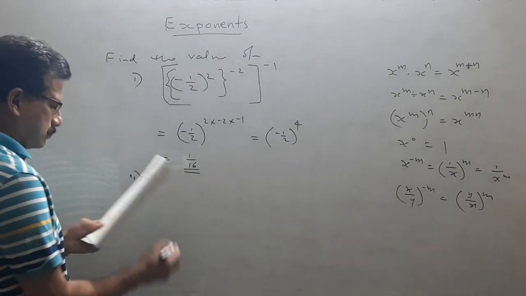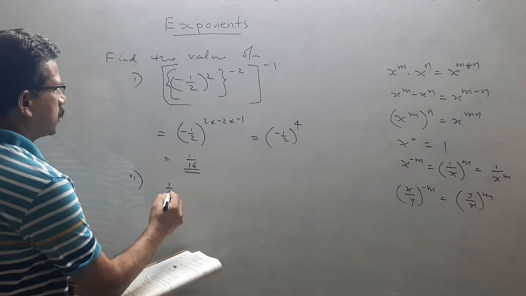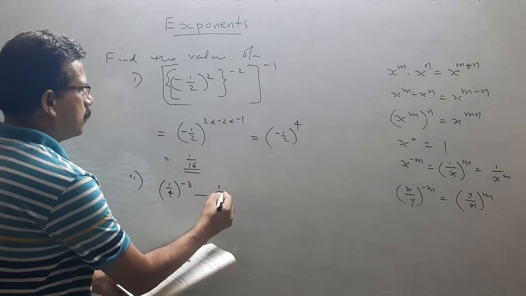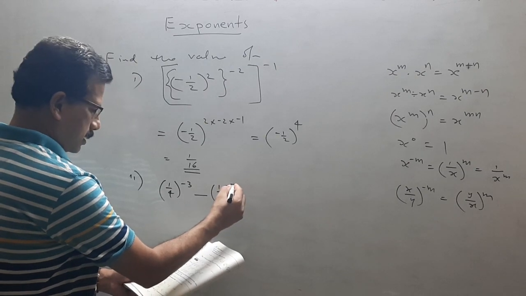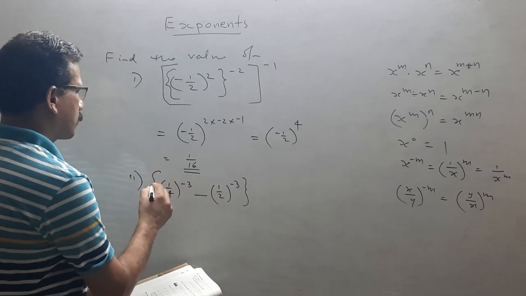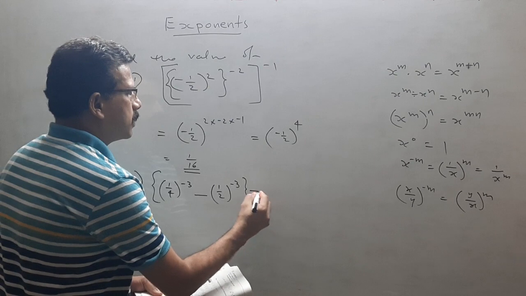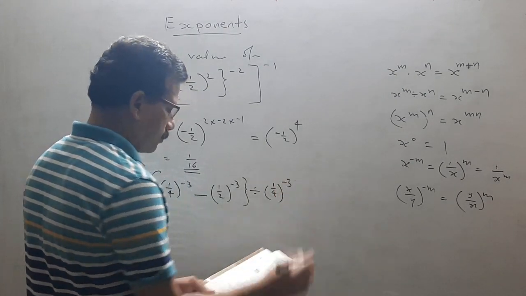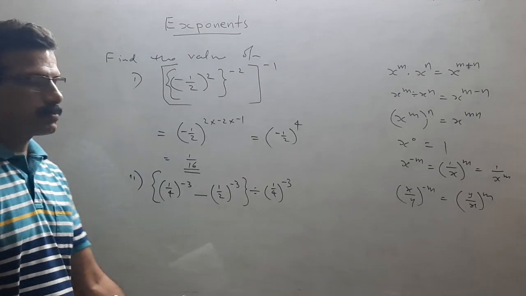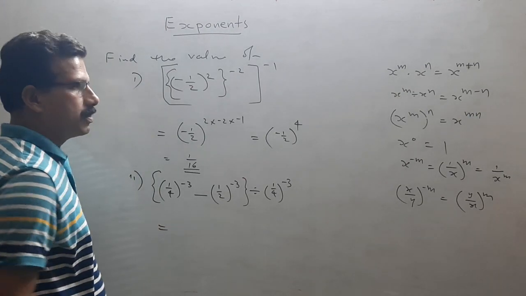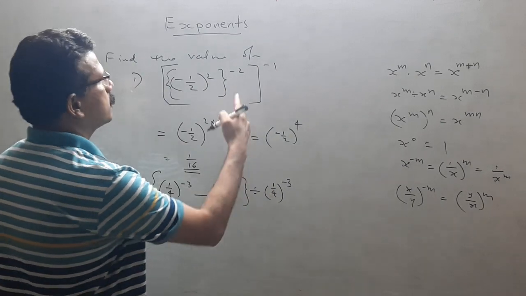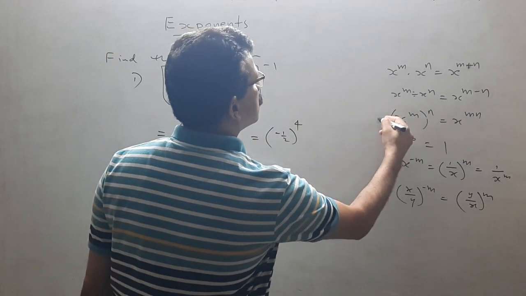Second part: (1 by 4 to the power minus 3 minus 1 by 2 to the power minus 3) divided by 1 by 4 to the power minus 3. This is the question. What can we do? Power minus 3. For this one, the rule applied is this one.